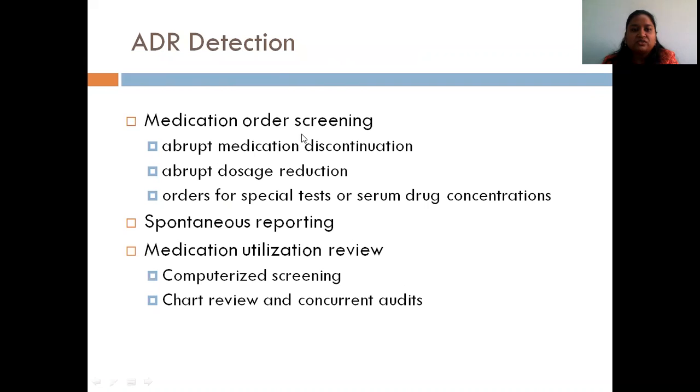Next is the medication order screening. This is very important for recalling for the ADR, for finding the causal relationship with the ADR. So abrupt medication discontinuation, abrupt dose reductions, or special tests like serum concentration, the drug concentration in the serum, are very, very important for the medication order screening.